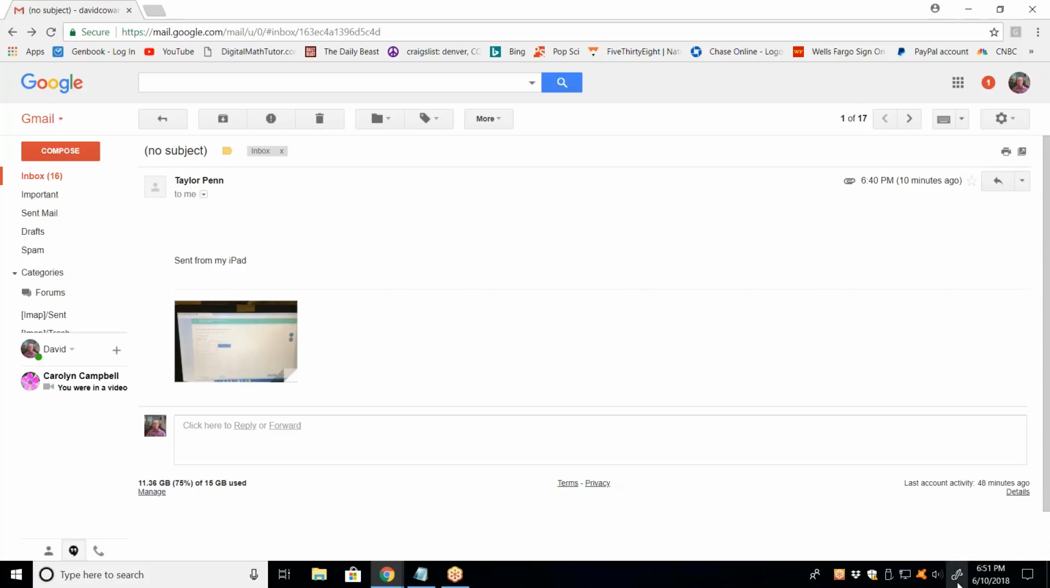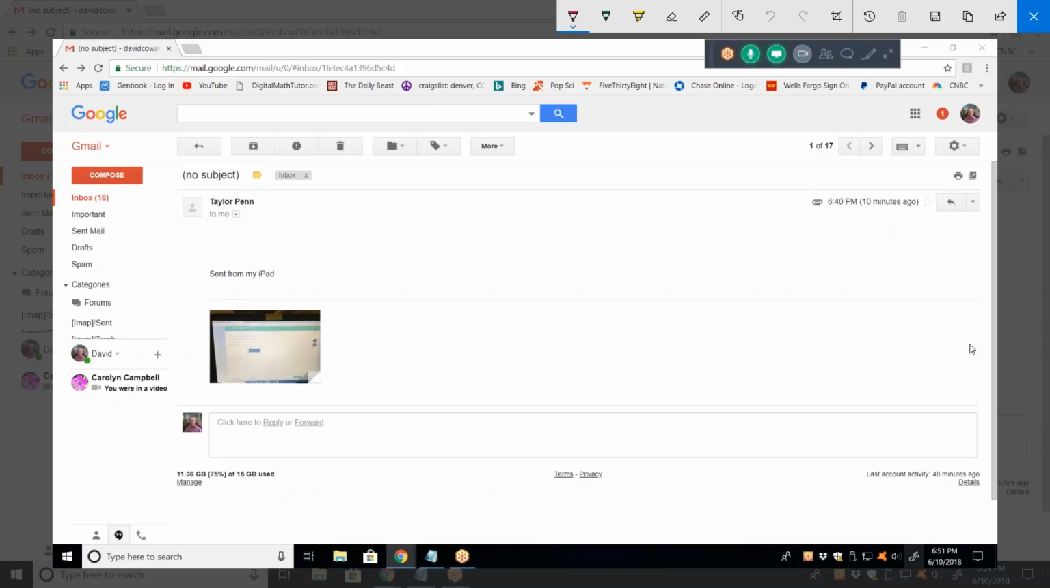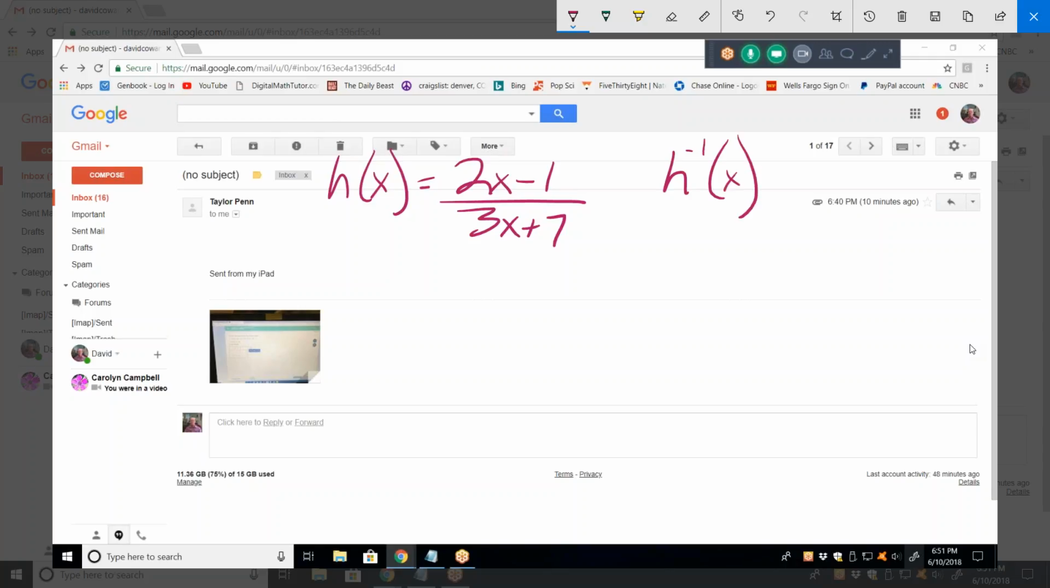So I got this one. h of x equals 2x minus 1 over 3x plus 7. And then it says find the inverse of h, find the domain of the inverse of h, and find the range of the inverse of h. Okay. So let's find the inverse first.